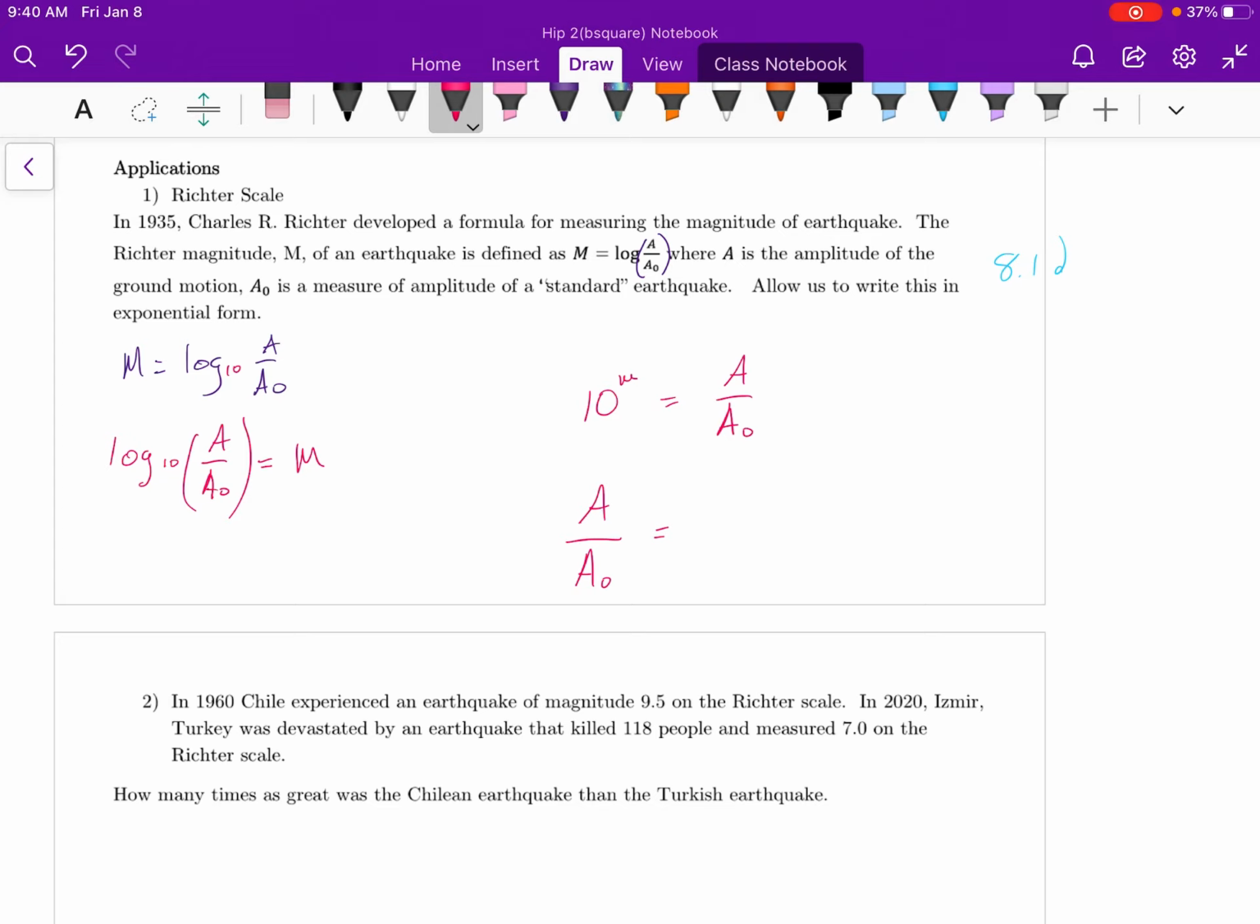So this is just a measurement of how powerful an earthquake is. For instance, we can measure our earthquake, we'll give that power A, and then way back in 1935, Charles Richter came up with the amount of energy released by a standard earthquake. We divide the energy released by our earthquake by that standard, and then we get that ratio A over A naught. Anyways, this is going to be really, really useful.